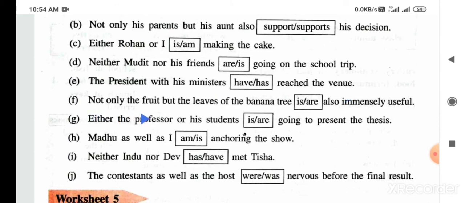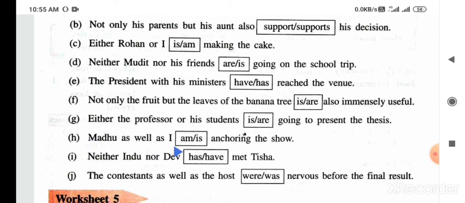Not only the fruit but the leaves of the banana tree is also immensely useful. सेकेंड जो वर्ब है, सेकेंड जो नाउन है वो सिंगुलर है तो यहाँ पे सिंगुलर हम लोग यूज़ करेंगे. Either the professor or his students, क्या होगा either और जब लगेगा तो सेकेंड his students are going to present the thesis. Either the professor or his students are going to present the thesis.